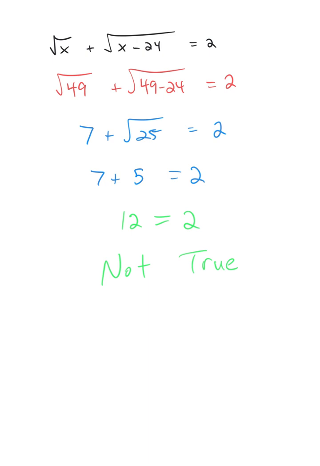So this is what is called extraneous, which means no solution. So it is not, because 49 is not a real solution for this problem. No real solution.